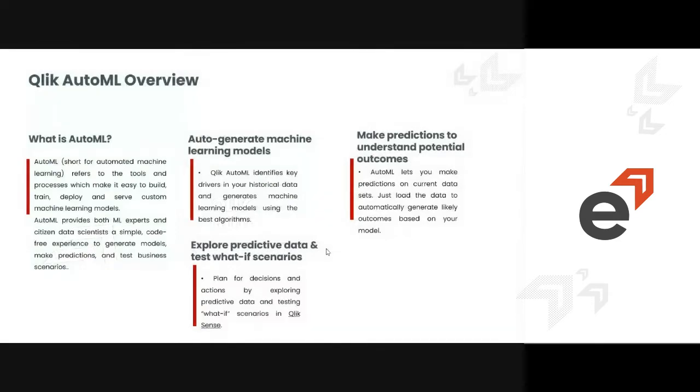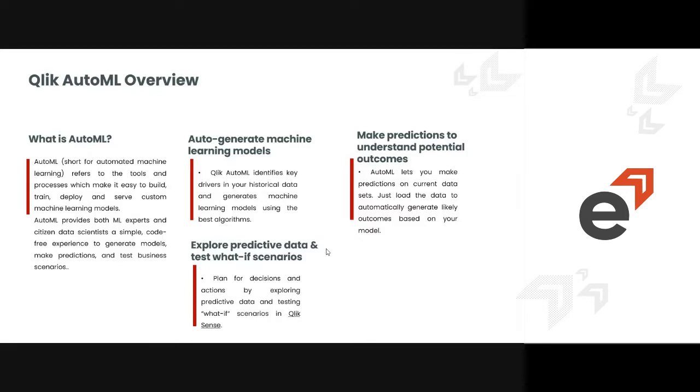Coming to an overview, so what exactly is AutoML? Qlik has launched a new product, Qlik AutoML. AutoML is short for Automated Machine Learning. It's basically a tool which eases your work by building, training, and deploying machine learning models in one go.